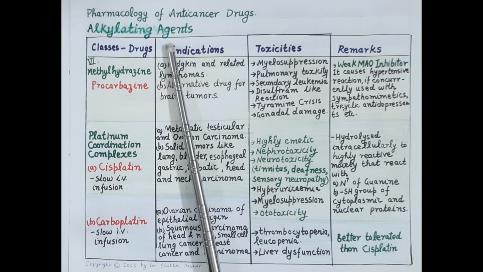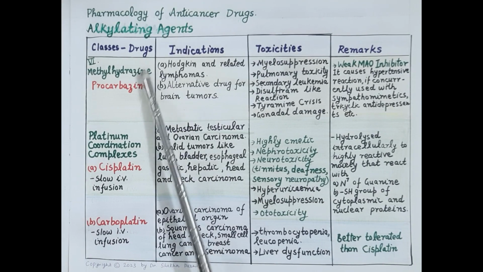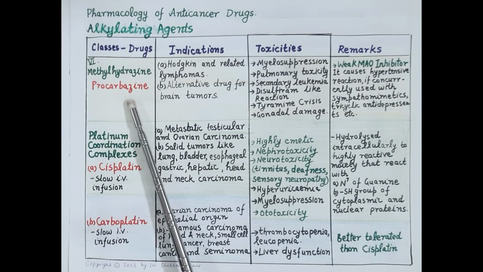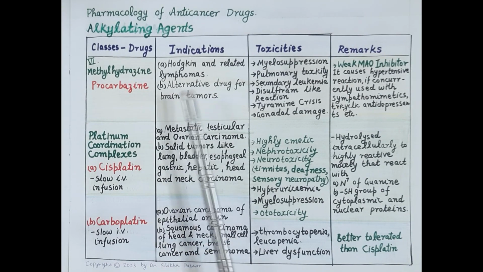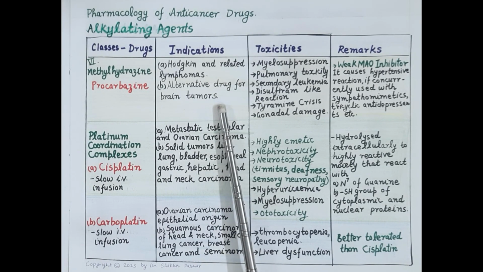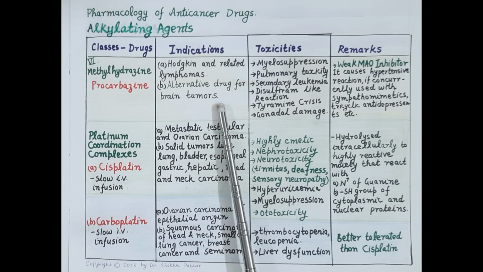Now, another class of alkylating agents is the methylhydrazine. The drug in this class is procarbazine. Now, procarbazine is activated in the liver and it is used in the treatment of Hodgkin and related lymphomas. In addition to this, it is also used as an alternative drug for the treatment of brain tumors.